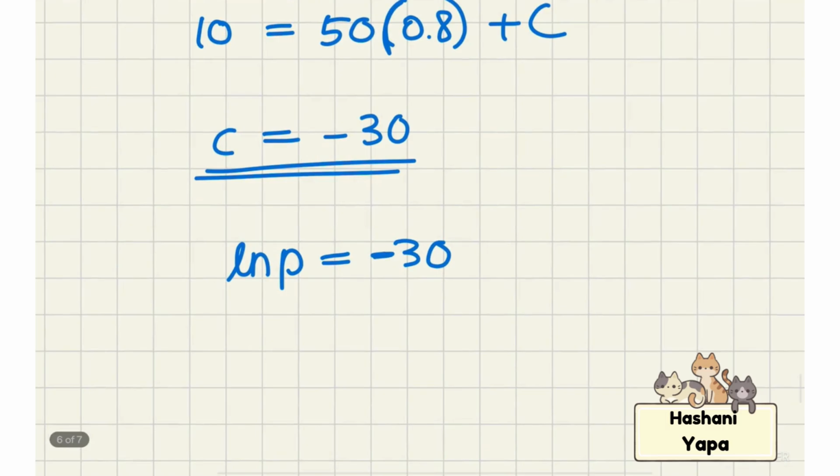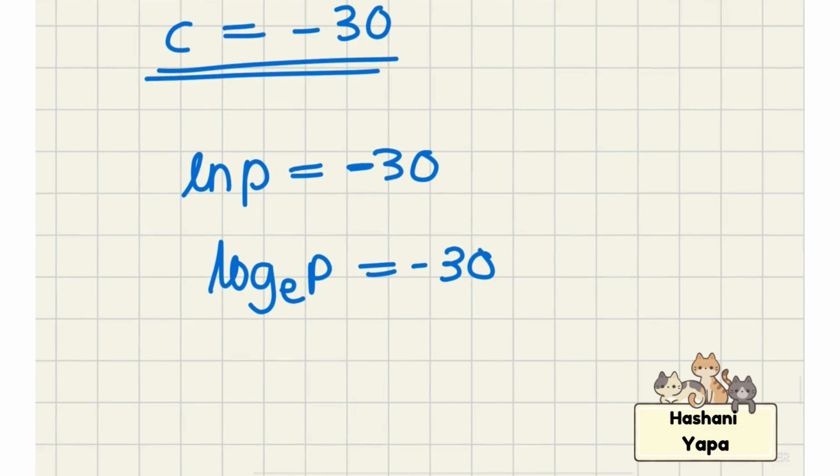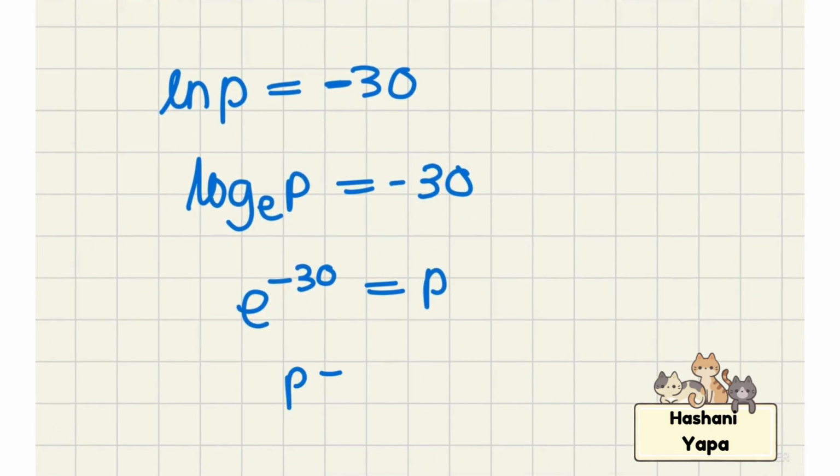Now let's find p. How do you find p? You can write ln as log e, so p is equal to minus 30. We can write e to the power minus 30 equals p. Okay, so p is equal to how much? e to the power minus 30.